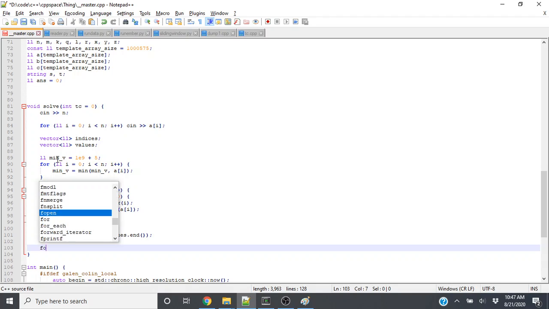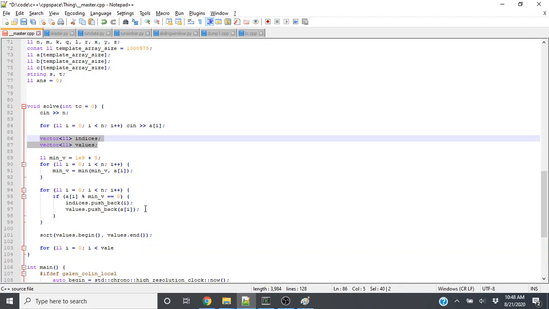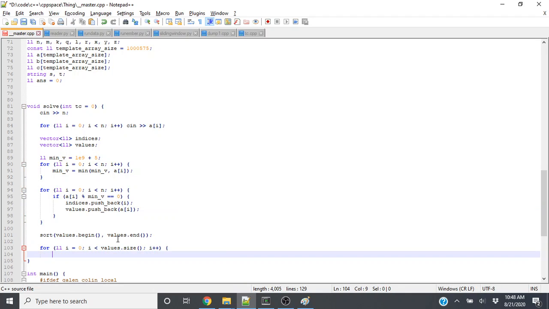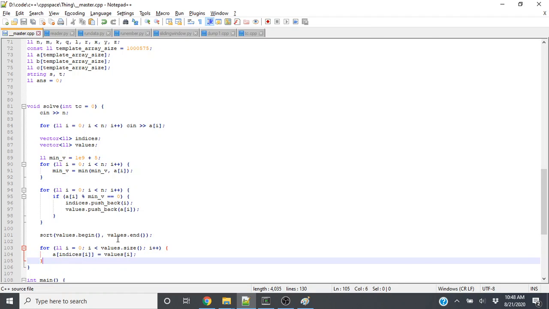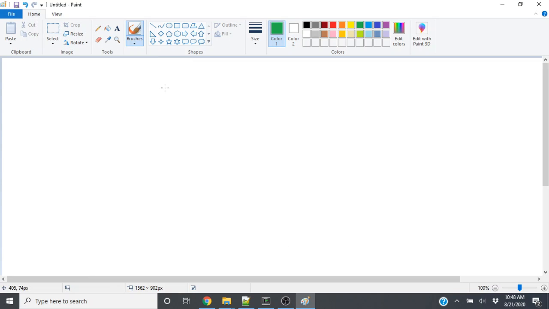everything, then for, now we're going to go to the vector size, and it's guaranteed that these two vectors have the same size because we just add to them both at the same time. So now we make a indices i equal to values i. And what this is going to do is, for example, take this array 4, 3, 6, 6, 2, 9. So these are the only elements we can sort.